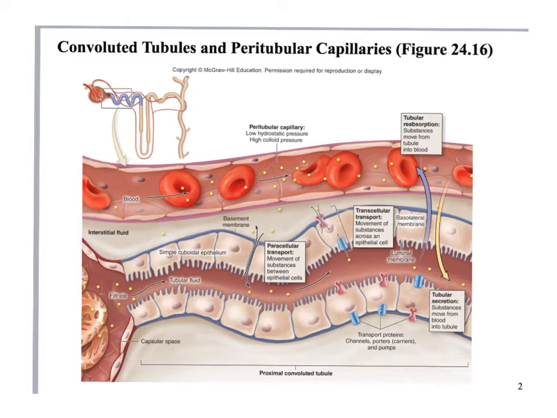So here's tubular reabsorption. Substances move from the tubule into the blood, and tubular secretion goes from the blood to the tubule. It's reabsorption in reverse. Questions on the basics of it? And these transport proteins, channels, porters, carriers, pumps, are very important in this process.